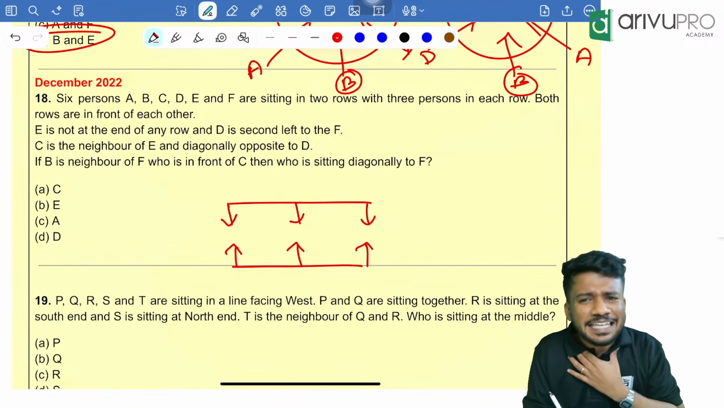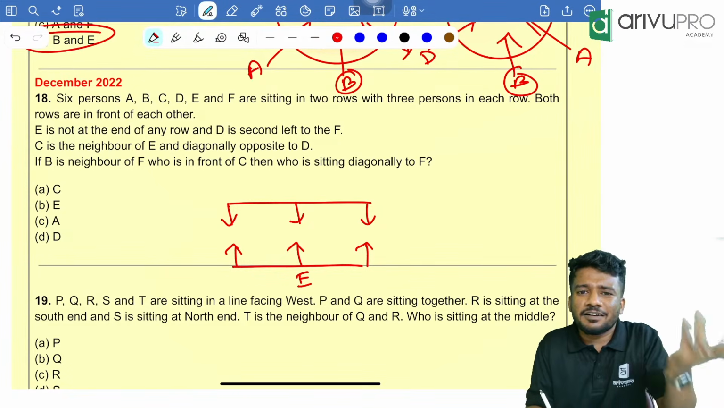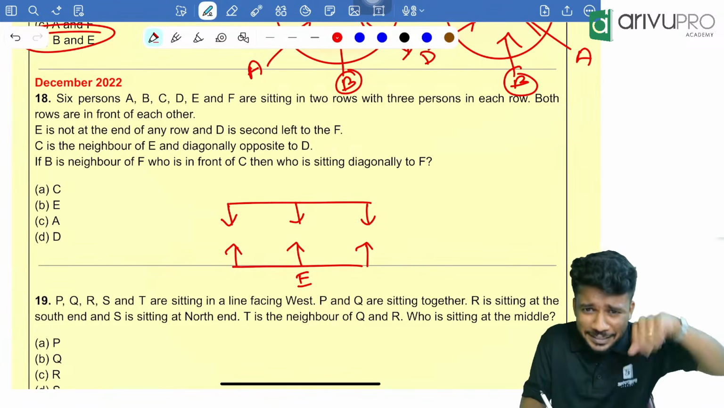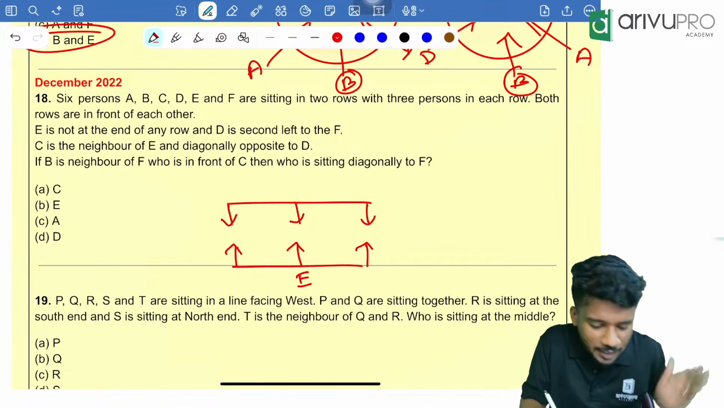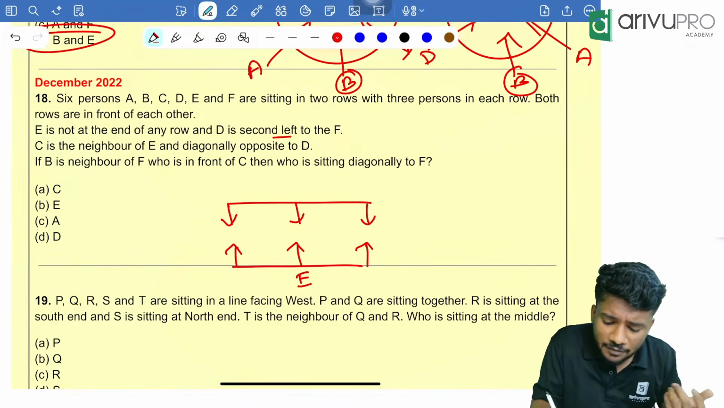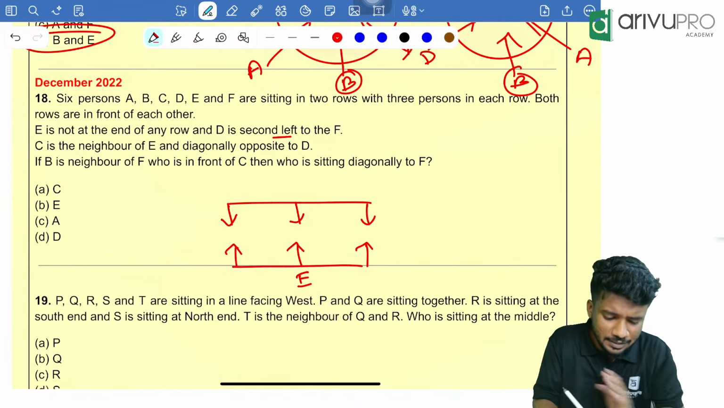E is not at the end of any row. What does that mean? E should be in the middle of any row. I am assuming it is over here. If the assumption is wrong, what will you do? You will sit and cry? No, you will erase and draw another one. We have time. It will not take much time. D is second left of F. We will check that a little later.